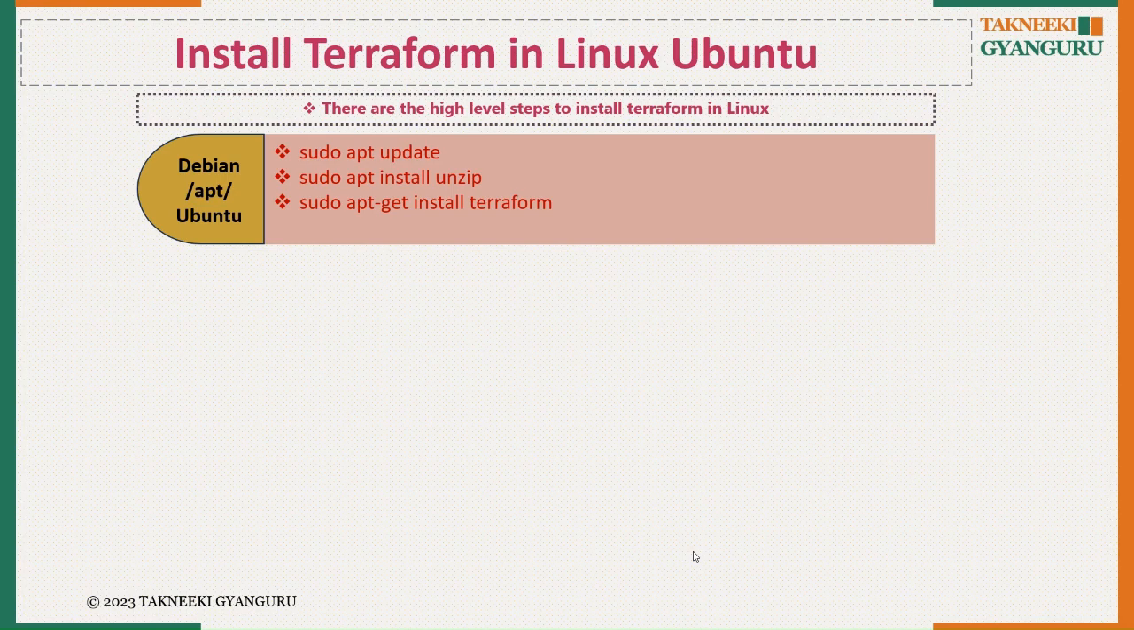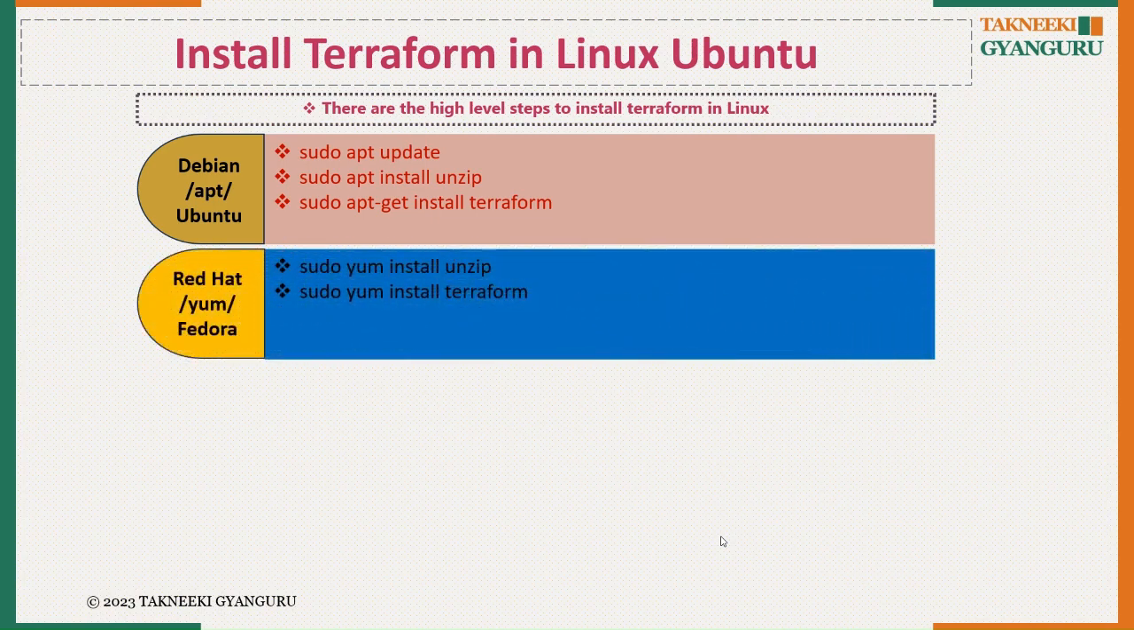In Ubuntu we can use sudo apt update. First of all, we update the system, then sudo apt install unzip. If you do not have unzip installed, then you need to install it, otherwise you can skip this step. And then we will have sudo apt-get install terraform. This will install Terraform on your Ubuntu or Debian machine.